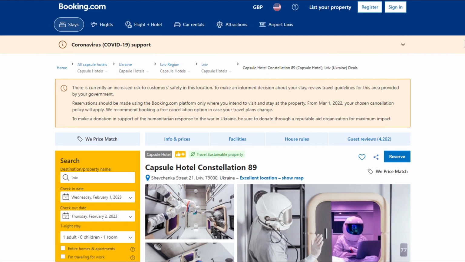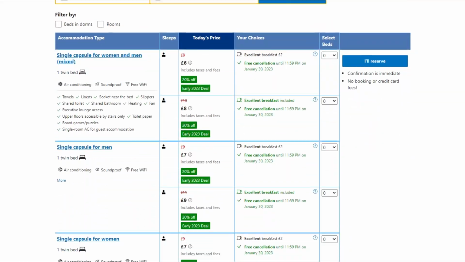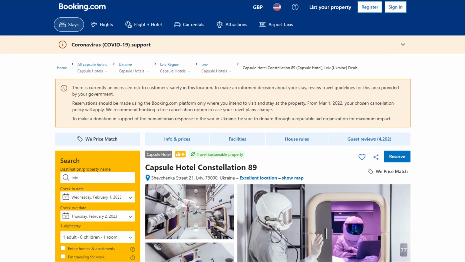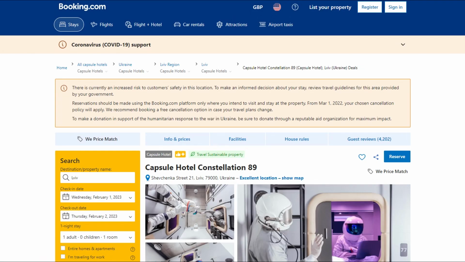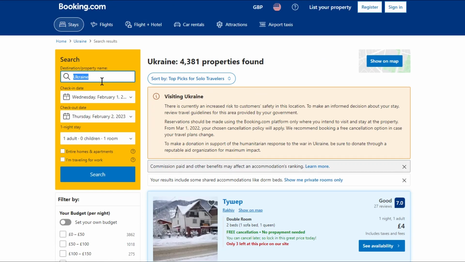So there are good cheap options. Cheap doesn't always mean bad. Some cheap options are really good. And this one, if you look at guest reviews, is scored 9.2 out of 10. So that was a particularly good place. So then, let's now see if there's any cheaper places than Ukraine.